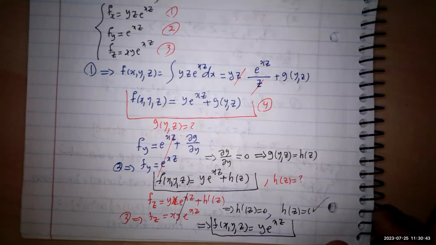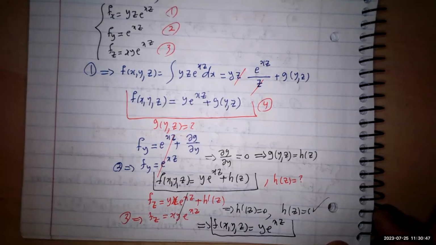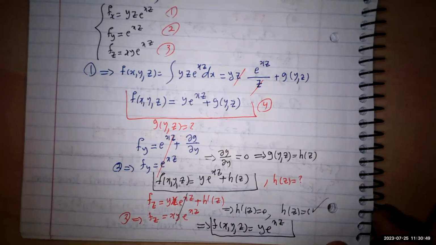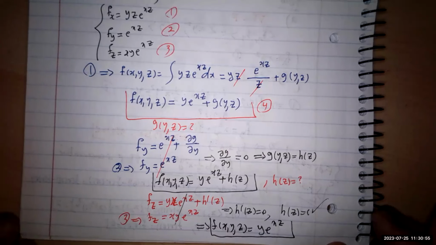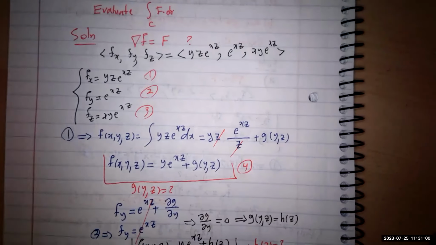Okay, any question? So these are the ones that we practiced before. That's why we investigated this procedure before. So now we go back to the integral, and you just have to evaluate it at the endpoint of the curve. The endpoint of this curve is going to be 0, 0, and 2. Okay, so this is going to be the way we are going to evaluate our integral.